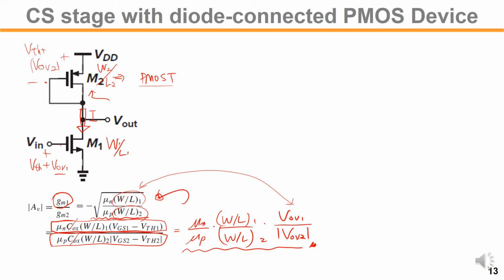Because they are sharing this branch, the same current will flow going into the source of the PMOS device, pass through, going into the drain and going out through the source. So this kind of current path is a shared branch, so all the devices share the same current. Okay.